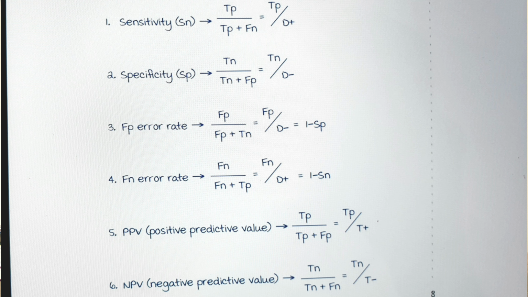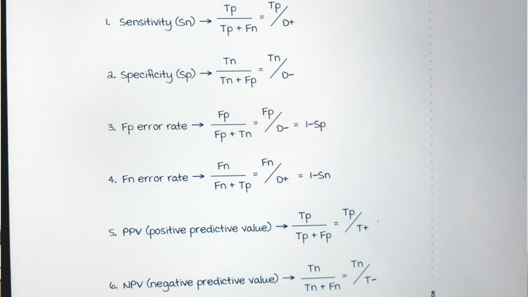The third one is false positive error rate. The formula is 1 minus specificity. The fourth one, false negative error rate. The formula for the false negative error rate is 1 minus sensitivity. The fifth one is the PPV value. PPV is positive predictive value.